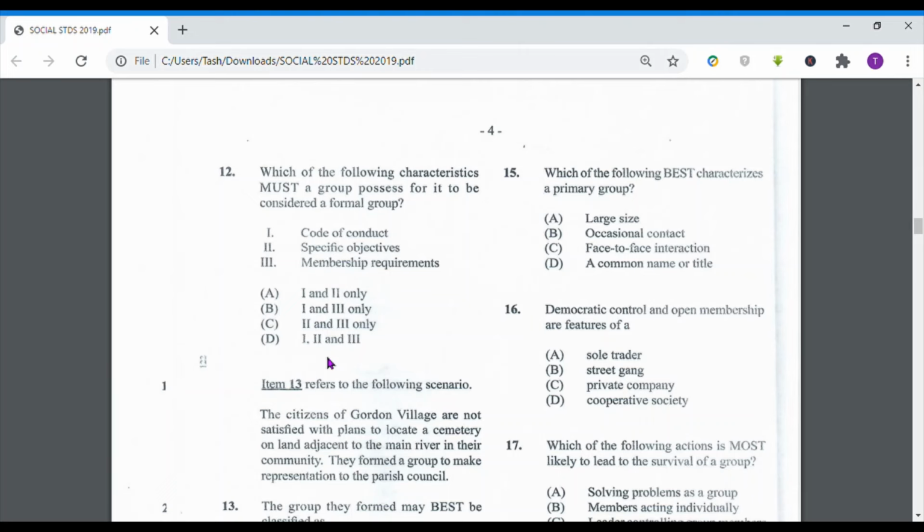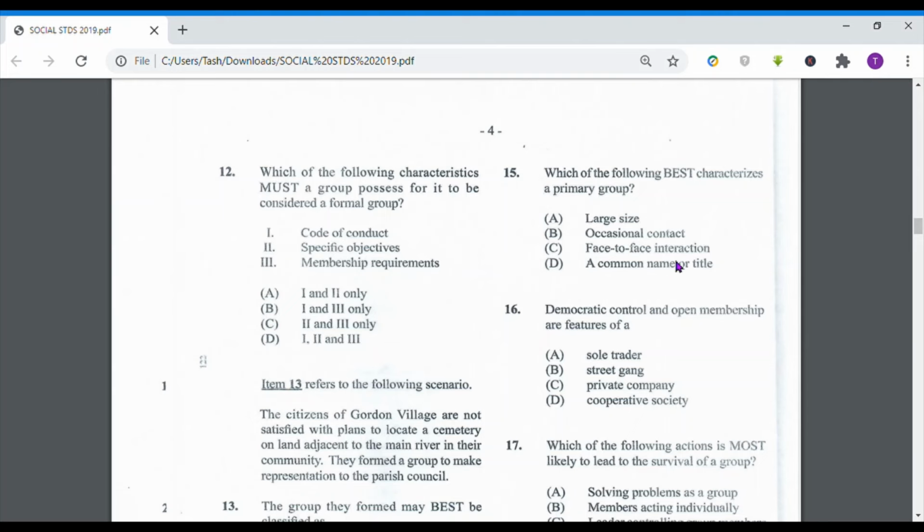Number 15, which of the following best characterizes a primary group? Primary groups are usually very small and they interact very closely to each other. So the options are large size, occasional contact, face-to-face interaction, or a common name or title. The answer for number 15 would have been letter C, that is face-to-face interaction.